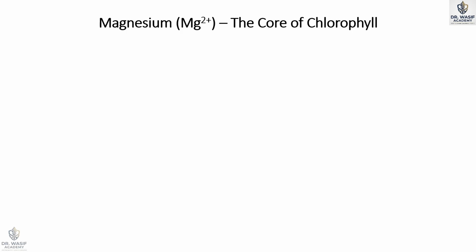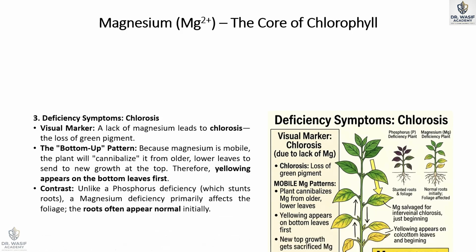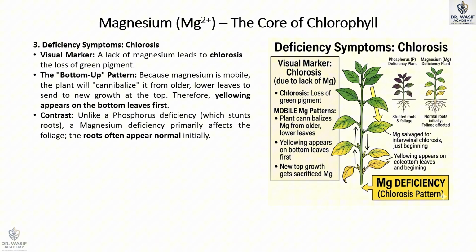Then what happens when a plant runs out of magnesium? We see a very specific type of chlorosis, which is the loss of that vital green pigment. Because magnesium is mobile, the plant does something quite clever but very drastic. It cannibalizes itself. It pulls the magnesium out of the older, lower leaves and sends it up to the brand new growth at the top, meaning towards the apex. This is why in a magnesium deficient plant, the bottom leaves turn yellow first. Here you can see the bottom leaves turn yellow first.